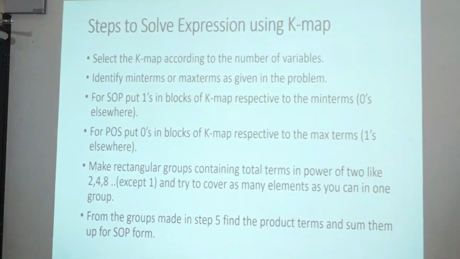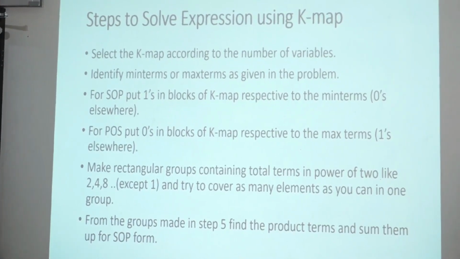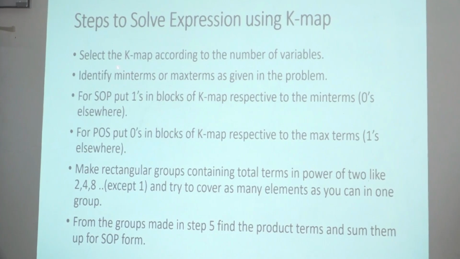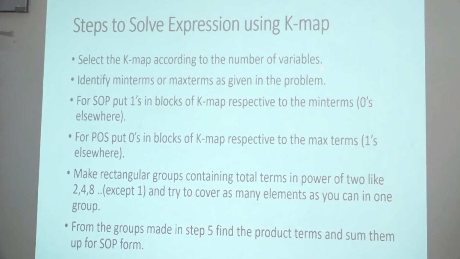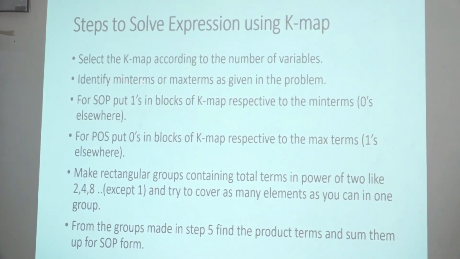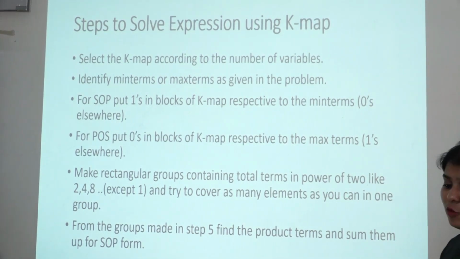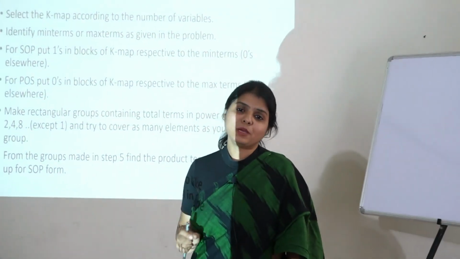So in the last class we have also seen the steps that we use for reducing the Boolean function using K-maps. First we have to select the size of the K-map depending upon the number of variables. After that, we will identify whether the given function has min terms or max terms, that is, whether the given function is in SOP form or POS form.